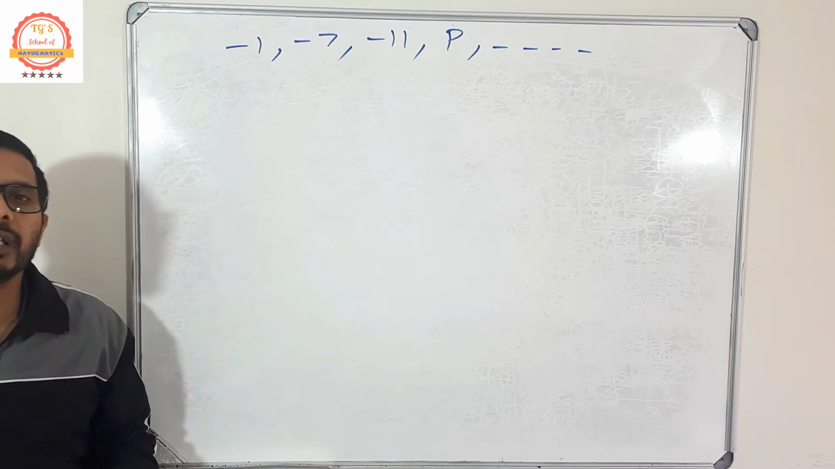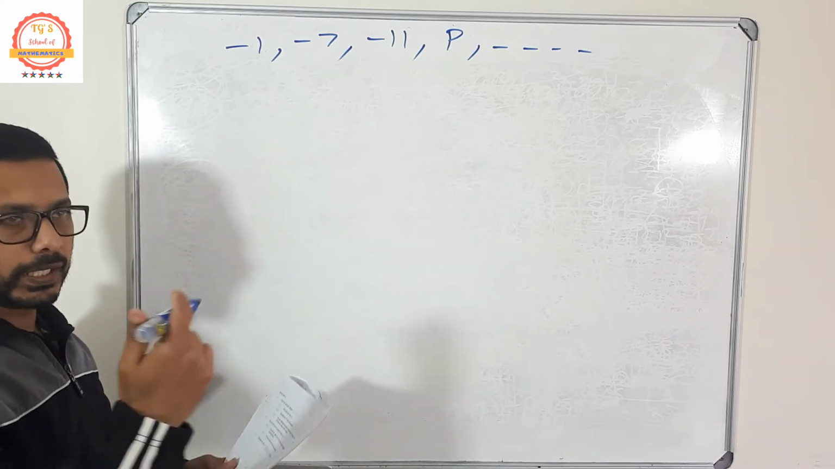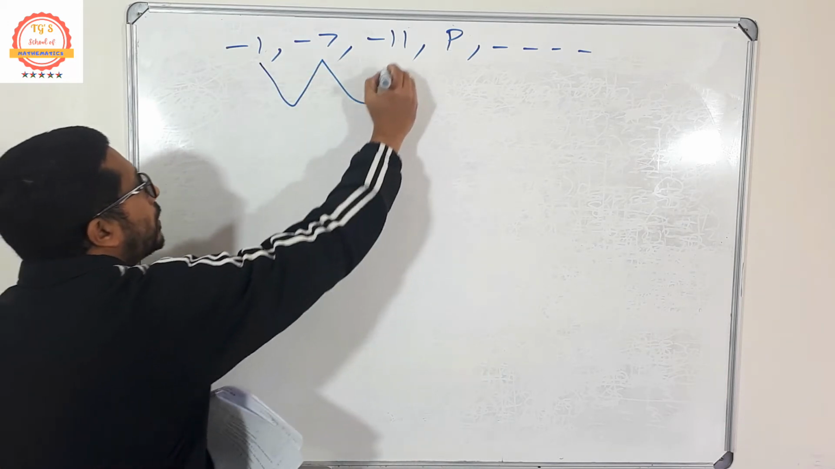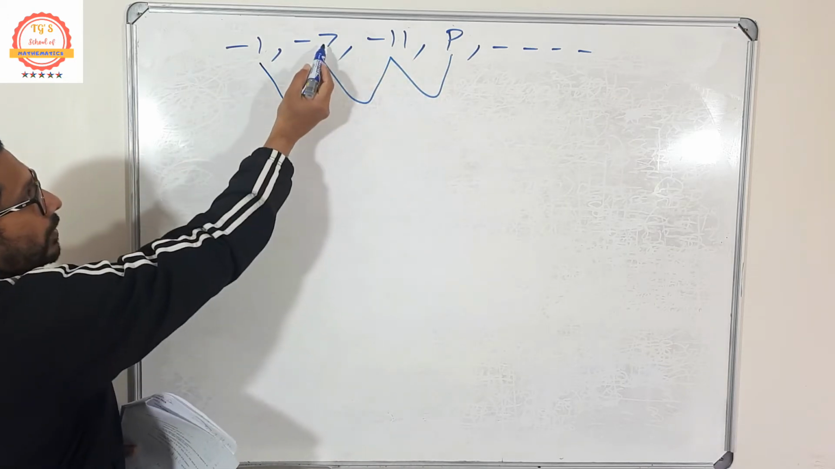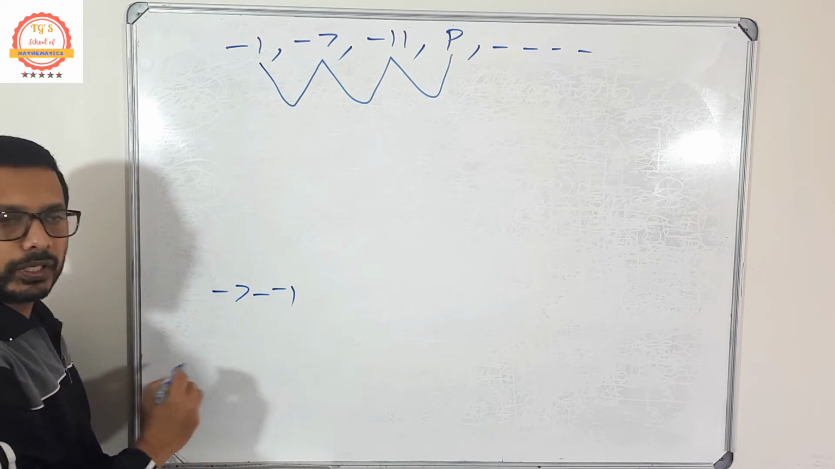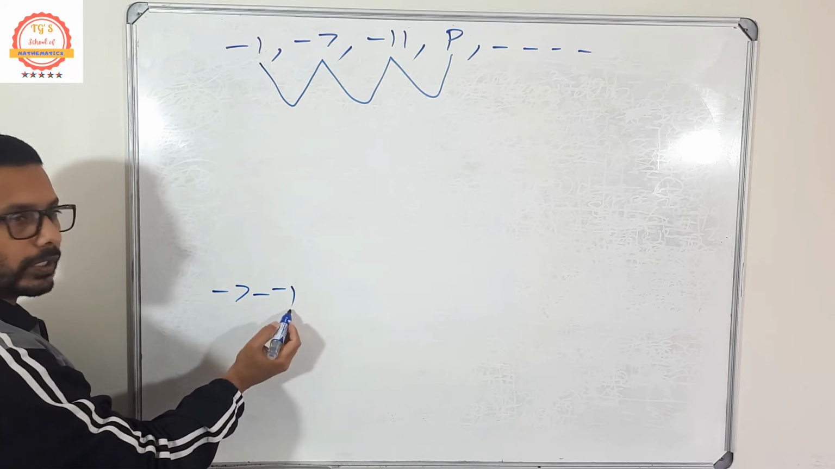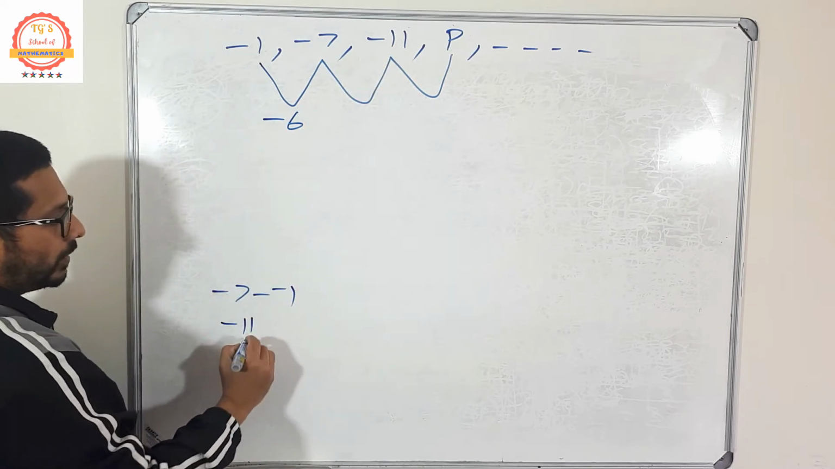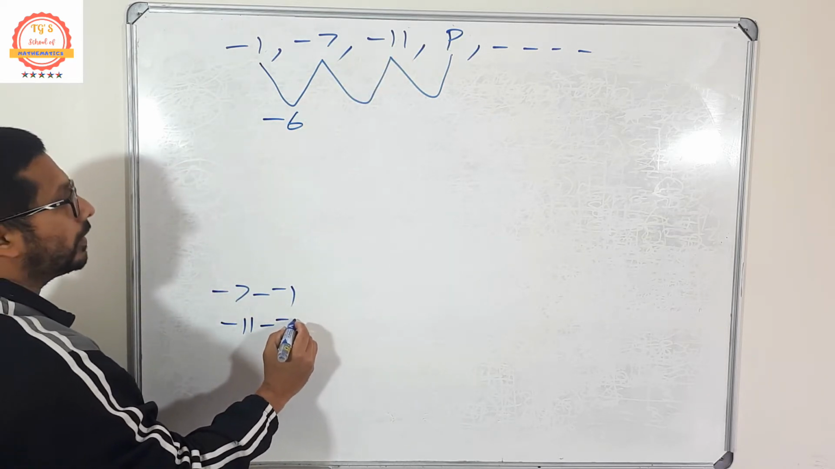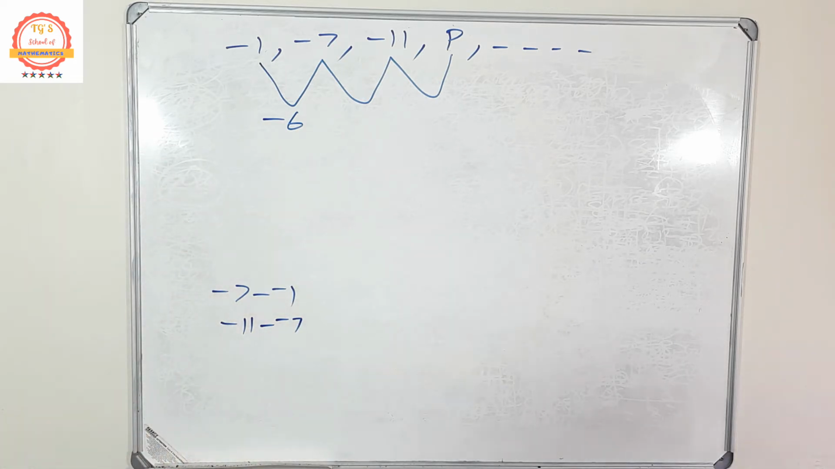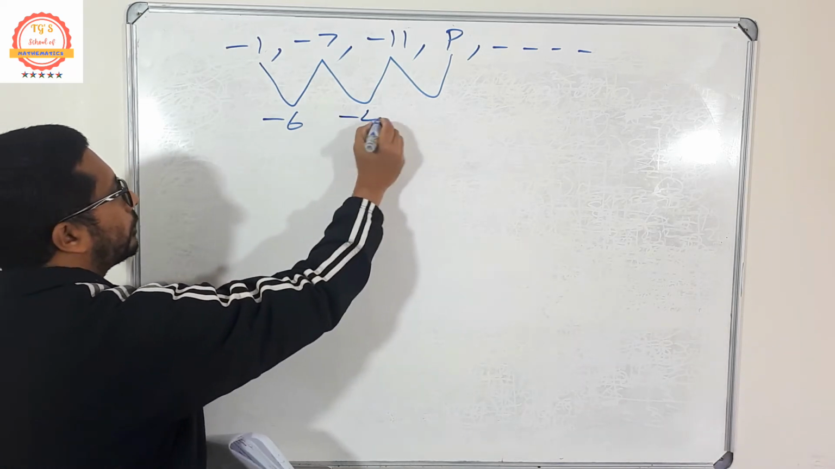You know that in a quadratic sequence the second differences are the same. So let's try to find the second difference. This is the first difference. What is the first difference? -7 minus -1. This is plus, so -7 plus 1 is -6. Then the next one, -11 minus -7, so -11 plus 7, the answer is -4.